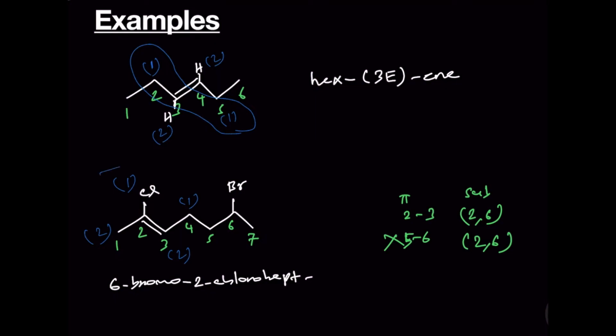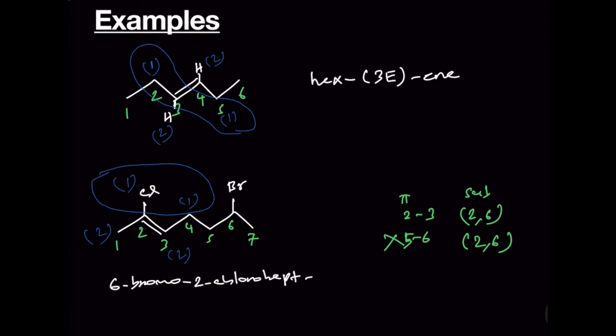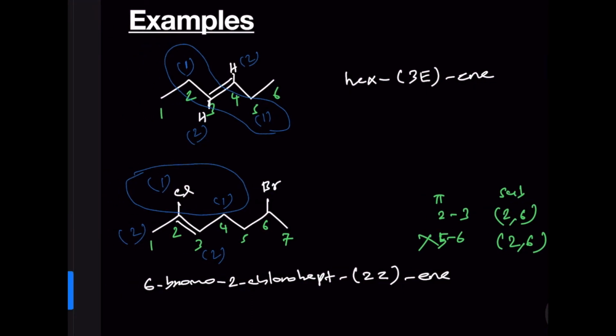So your higher priorities are on the same side of the double bond, and therefore this is a Z isomer. Therefore the correct IUPAC name is 6-bromo-2-chloro-hept in parenthesis 2Z-ene. That is the correct IUPAC name for this molecule. Let us look at more examples.